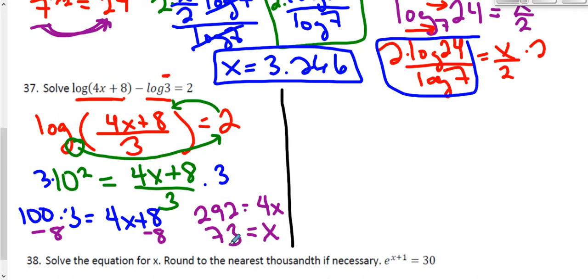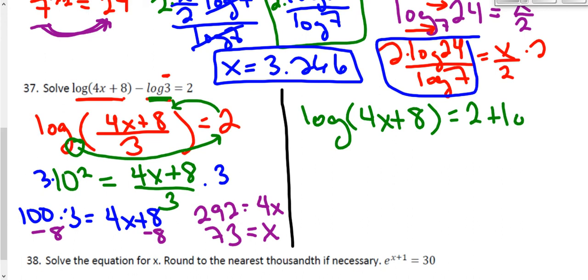Now, if I don't decide to smush them into one giant logarithm first, that is fine. I can still solve for this. The log of 3 is just a number, and my x does not have anything to do with the log of 3. What I have is this log of 4x plus 8, and I'm subtracting this number called the log of 3. So if I want to get the log with x in it by itself, I can start by just adding the log of 3 to both sides to get it away. So I have the log of 4x plus 8 equals 2 plus the log of 3.